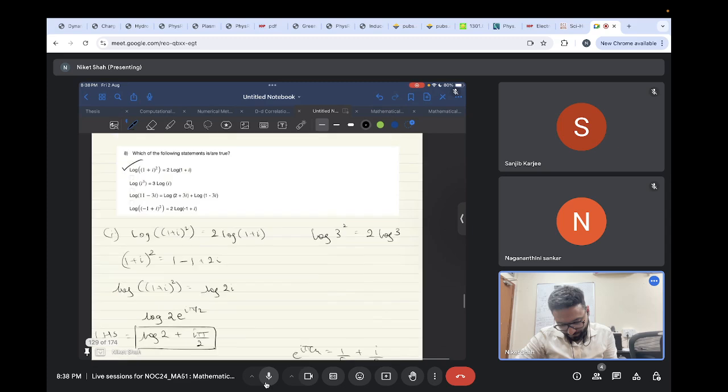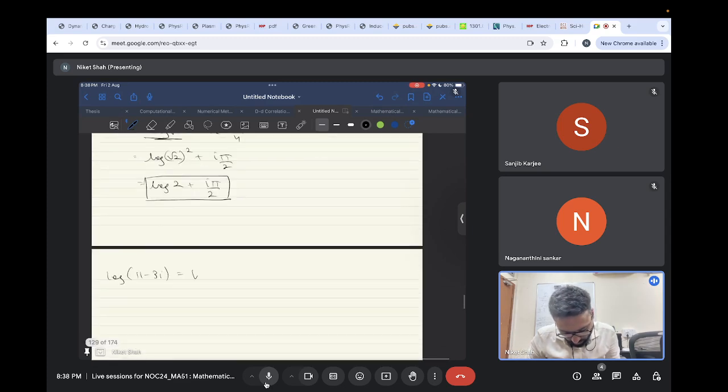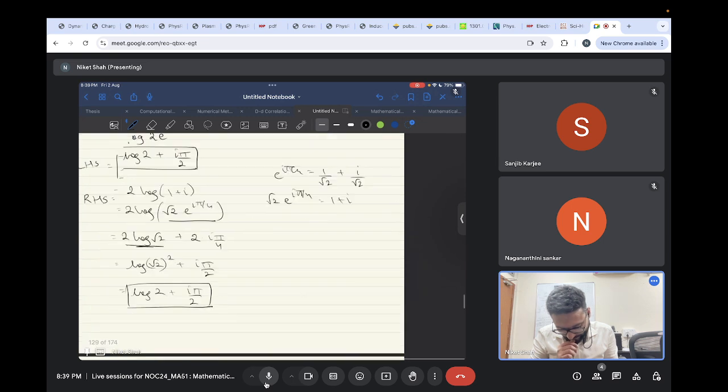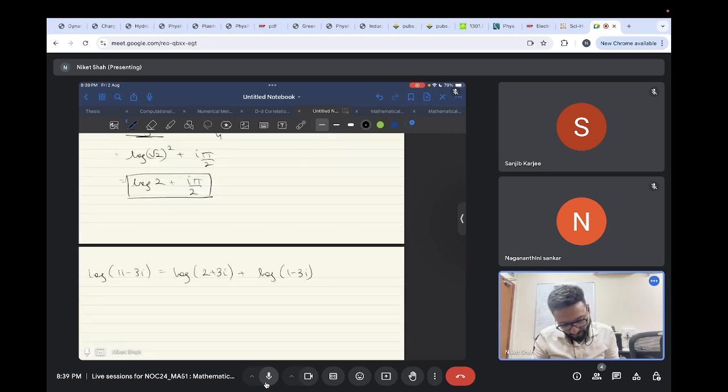Is equal to log of 2 plus 3i plus log of 1 minus 3i. Okay, so for the LHS, log of 11 minus 3i is equal to log 11.